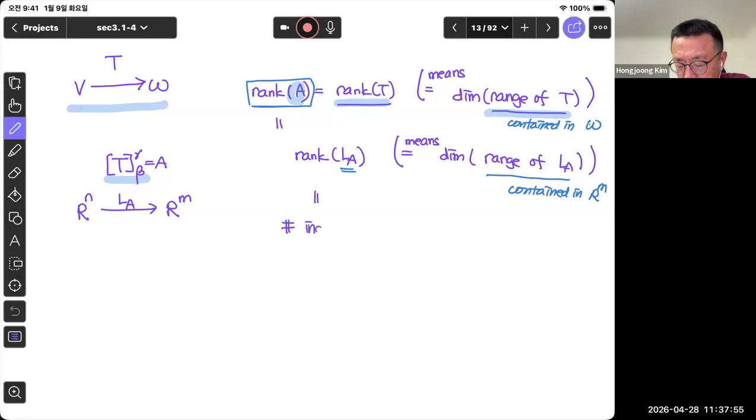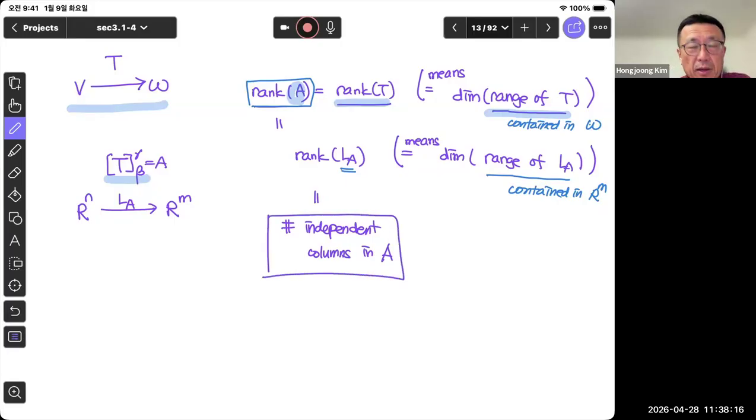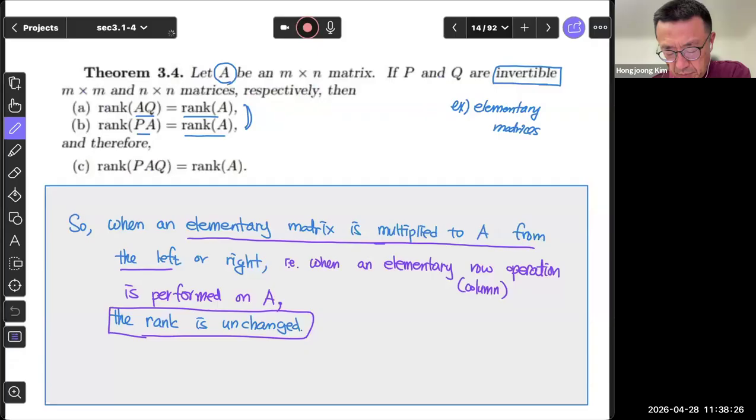And for this A, what you can do now is that will be the number of independent columns in A matrix. So you can just count the number of independent columns. That will be the rank of this matrix.